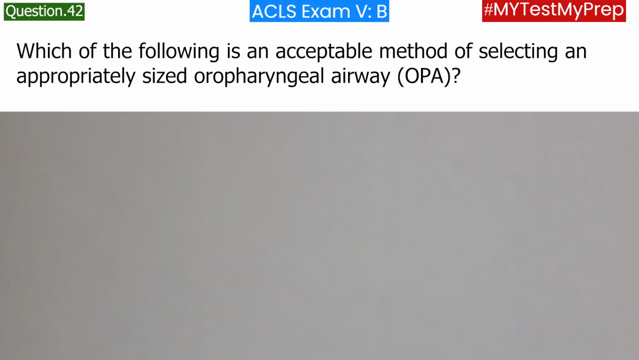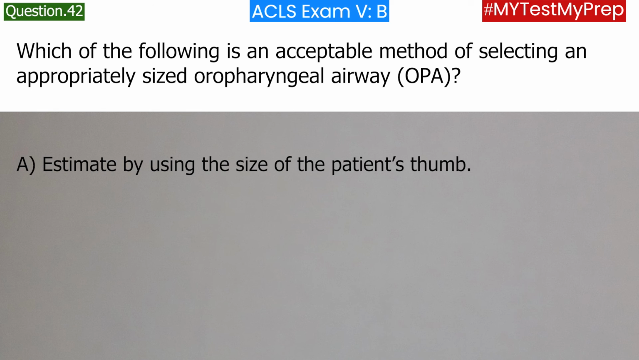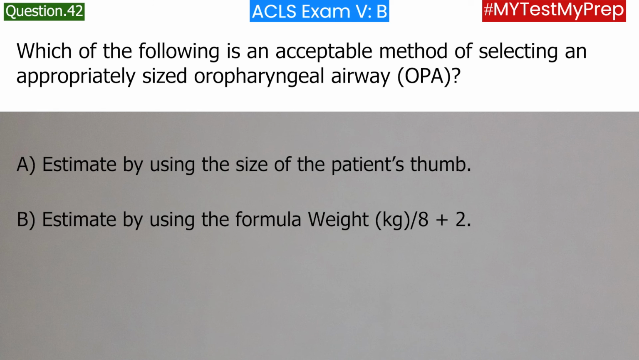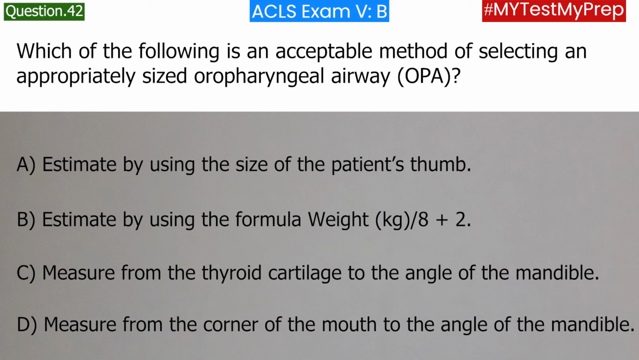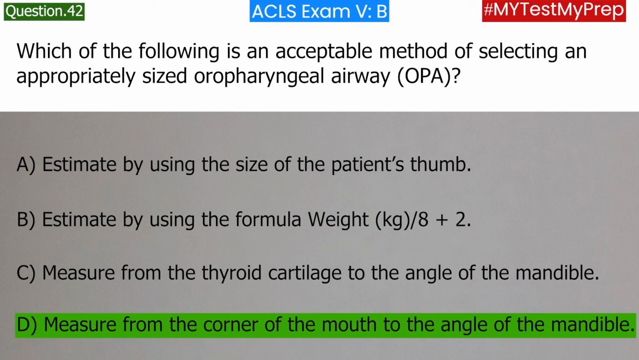Which of the following is an acceptable method of selecting an appropriately sized oropharyngeal airway, OPA? A. Estimate by using the size of the patient's thumb. B. Estimate by using the formula weight in kg divided by 8 plus 2. C. Measure from the thyroid cartilage to the angle of the mandible. D. Measure from the corner of the mouth to the angle of the mandible. Answer: D. Measure from the corner of the mouth to the angle of the mandible.